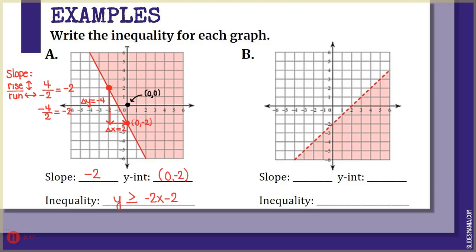So let's try another one. Letter B. Letter B, we see that our y-intercept, again, is -2. So that would be (0, -2). And then we need another ordered pair on our line. So I'm going to choose our x-intercept. And we're going to count our slope, which is rise over run.